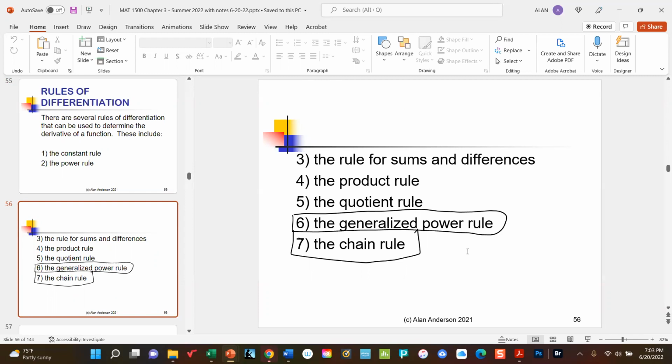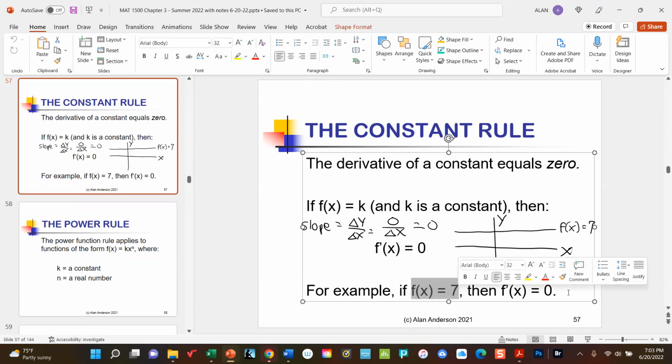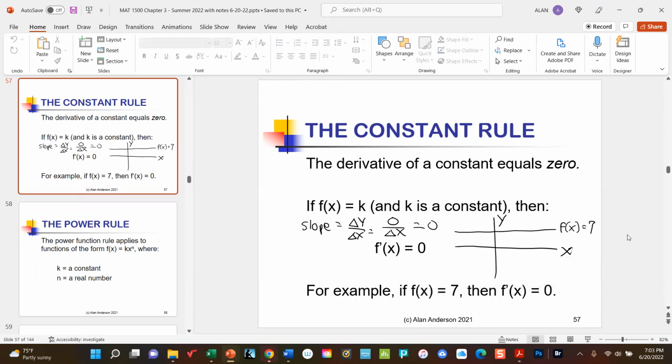So, just a quick review of these rules. The constant rule is particularly simple. Anytime you have a function which consists of a constant, then the derivative is just 0. The reason for that is that the derivative is a rate of change, and if the function is a constant, then no change is going to take place. So it makes sense that the derivative will just be 0.